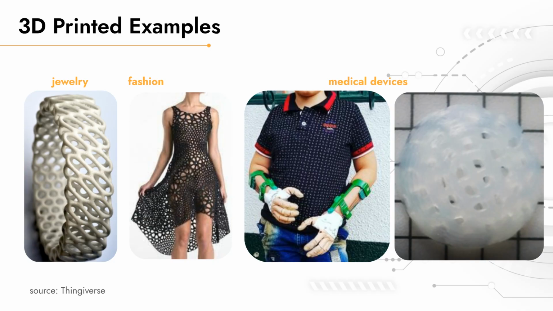3D printing is already part of many industries. It is used to create jewelry with complex structures, innovative fashion pieces, and even medical devices such as prosthetics and orthopedic supports. These examples show how flexible and powerful this technology can be.